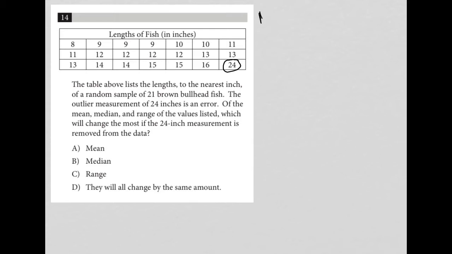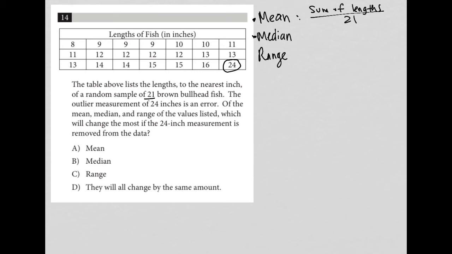We're told that we have a mean to find, a median to find, and a range to find, which obviously means we have to understand what all these things represent. So just to do a little bit of recap, the mean means that you're adding up all of the values here, right? So we have, again, 21 brown bullhead fish. We're adding up all 21 values in terms of the lengths of fish, and then we're dividing that by 21, right? So we're going to have the sum of lengths divided by 21.